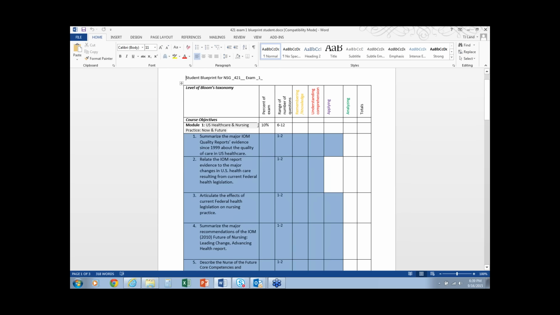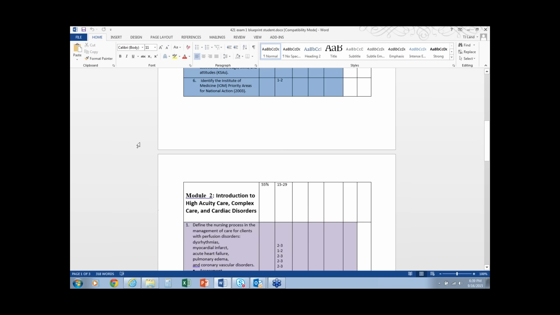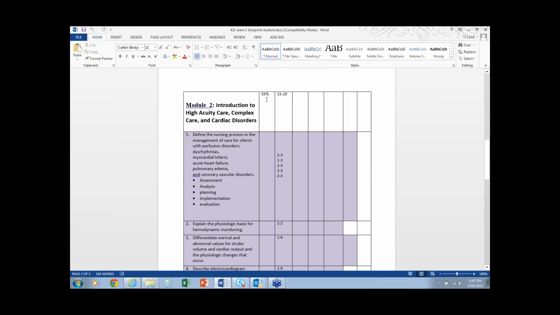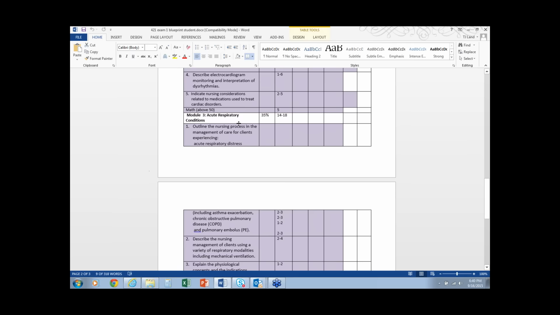The very first one, 10% of the exam, approximately 6 to 12 of the questions, will be about the IOM, the U.S. Healthcare Nursing Practice Now and Future, and the IOM reports. The next section is the cardiac section, and it's the biggest, and it will cover 55% of the exam, anywhere from 15 to 29 questions overall. The last one is the respiratory.